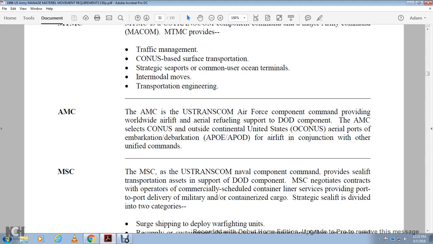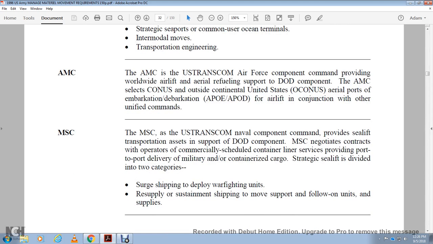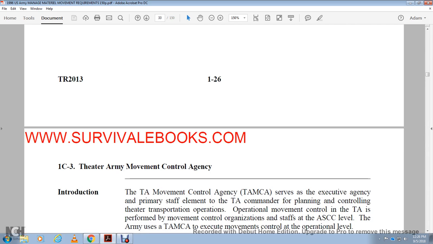The Military Sealift Command is the U.S. Transportation Command naval component, providing sealift transportation support within the DoD. The Military Sealift Command negotiates the contracts over the operating of the commercially scheduled container liners, providing port-to-port delivery of military container cargo. Strategic lift is divided in two categories: surge shipping, with the deploying warfighting units, and resupplying sustainment shipping, needed to move support with the following units and supplies.